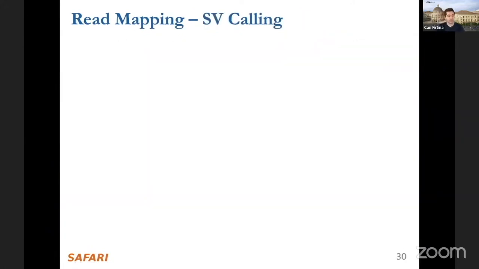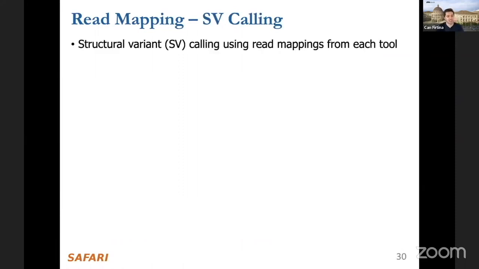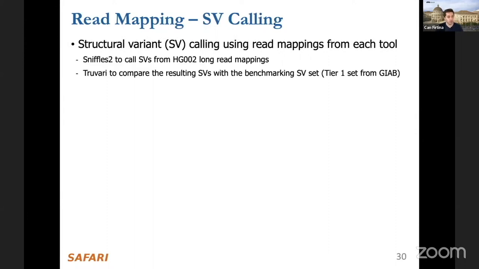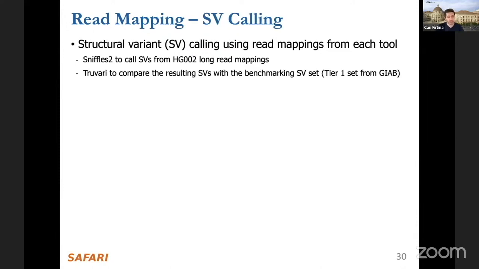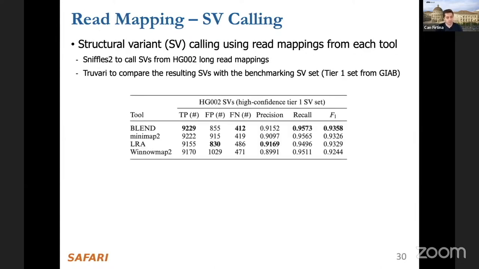We also do structural variant calling using the read mapping results that we generate using BLEND and Minimap2. What we do is use Sniffles2 to call the SVs from HG002 long read mappings. And we use Truvari to compare the resulting SVs with the benchmarking SV set, which is the Tier 1 set from the Genome in a Bottle benchmarking suite. We compare BLEND with Minimap2 and LRA. This table shows the true positive, false negative, precision, recall, and F1 values for each tool.